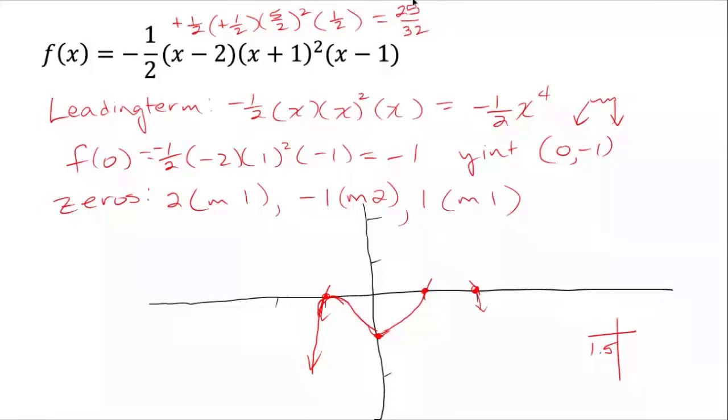So what I can see is that this fraction is less than 1. It's not very big, so I just don't need to go up all that high. Again, I'm not trying to be a machine. So this is the sketch of that graph. But notice how important it was for me to catch that that multiplicity of 2 meant it just bounced at the x-axis right there.